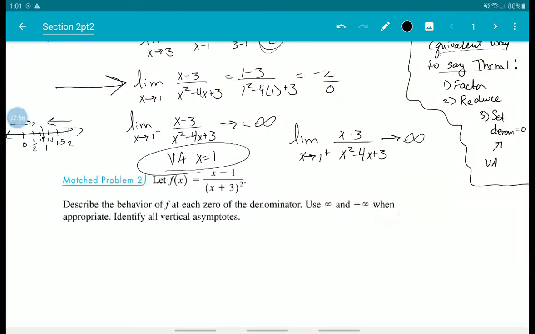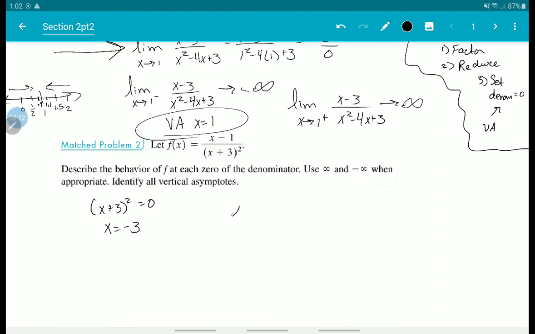So let's look at another one. Match problem 2, we want to know behavior at the zeros in the denominator. So again, if we were to set that denominator equal to 0, we're going to get -3. So we're really asking, what's the limit as x approaches -3 from the left and from the right for the function?